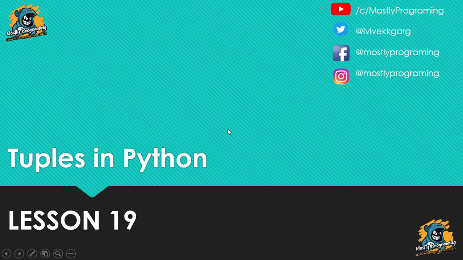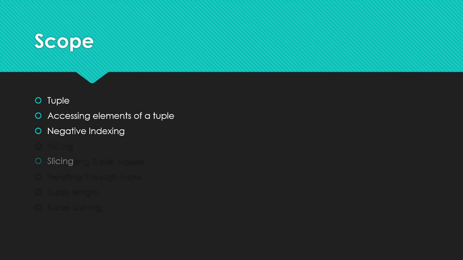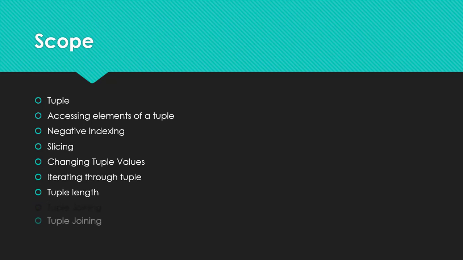In today's video we are going to discuss tuples in Python. The scope for today's lesson is we are going to see what is a tuple, accessing elements of a tuple, the concept of negative indexing, the concept of slicing, changing the tuple values. We will see if it is possible or not, iterating through a tuple, how to find the tuple length, and joining two or more tuples. This is the scope for today's lesson. So let's get started with today's video.